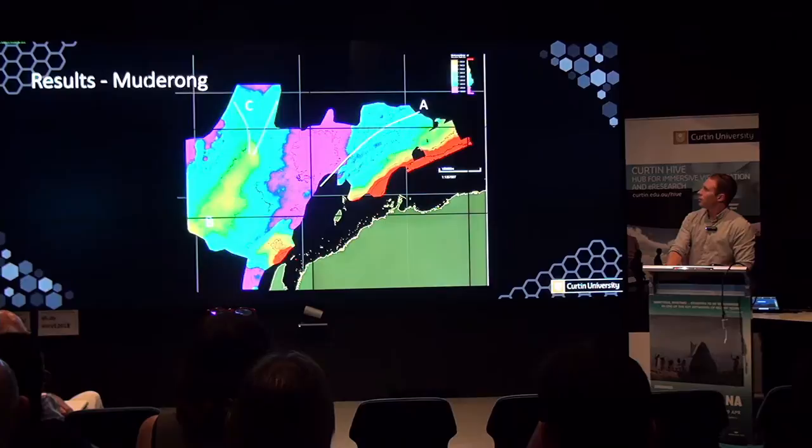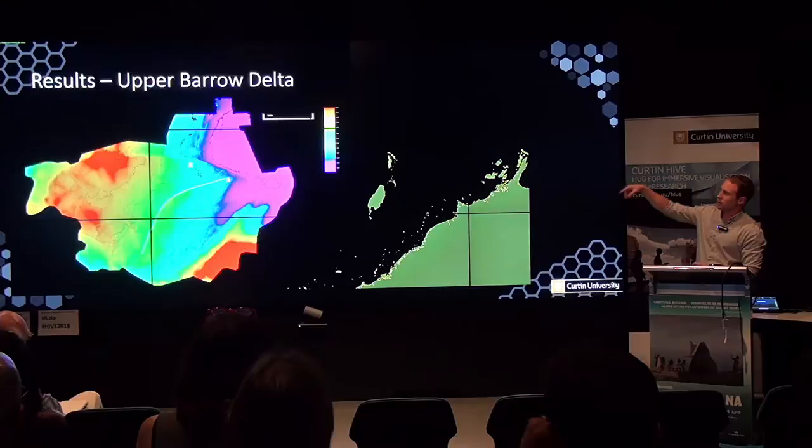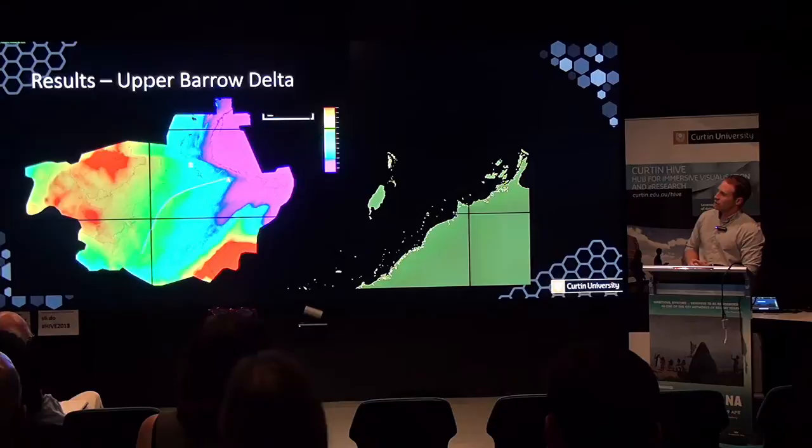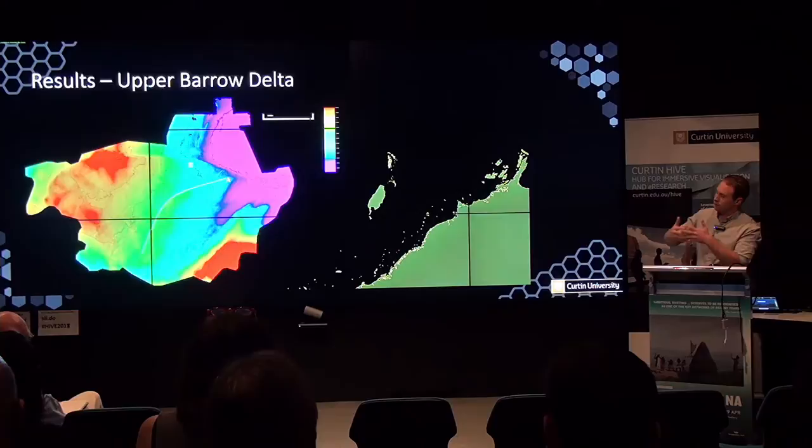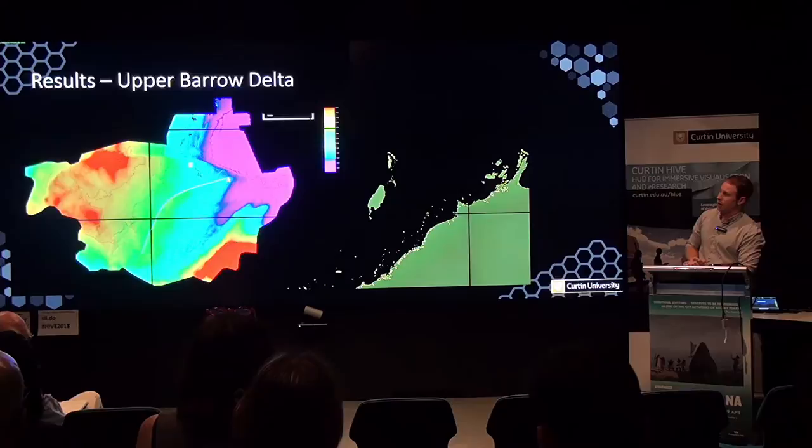So this is the Upper Barrow Delta, which is found in the southwest of the area seen above. And you can see that at A, that is actually the delta front. A delta being the mouth of a river. As the sediment enters the ocean, it slows down and just drops whatever is being carried in the river. And so it usually forms like a lobe growing out into the ocean. A is the front of the Upper Barrow Delta.